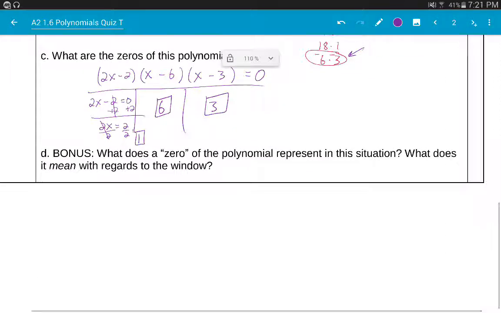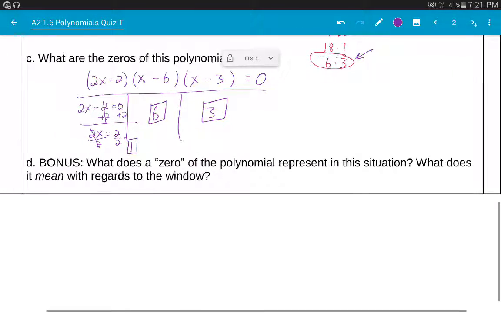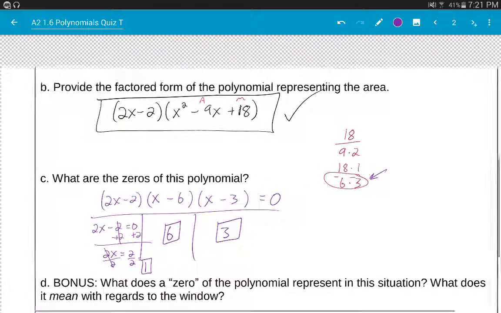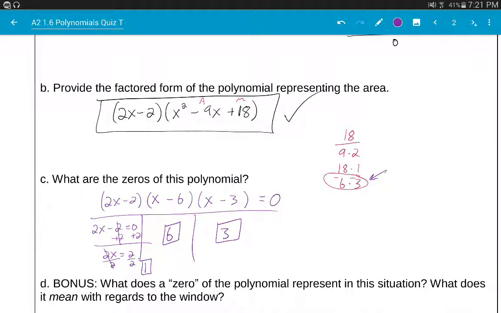Now, there won't be a bonus on the quiz, so it doesn't make sense to study that. But zero of the polynomial means the x value that would make the area of the window equal 0. Okay, so that is the whole quiz. Good luck.